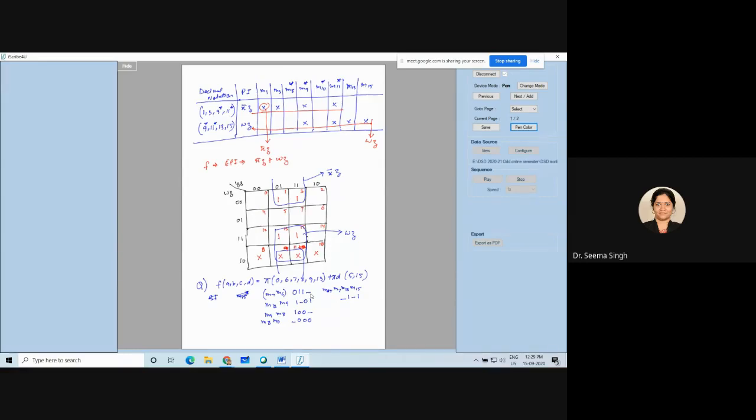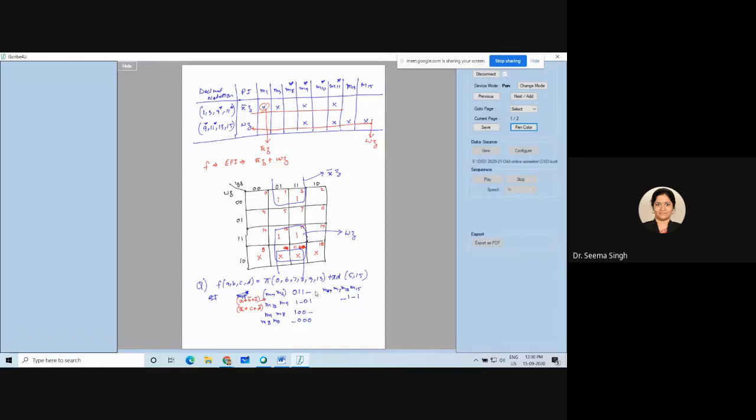Tell me, it will be A bar plus B bar plus C bar. Yes. This is your M7 and M6, right? M13 and M9 will be written as, you have to take care of writing this only, A bar plus C plus D bar, just the opposite, right? You have to take care of this only.